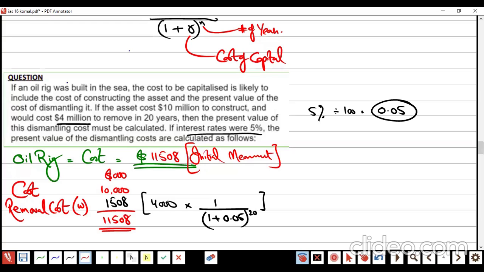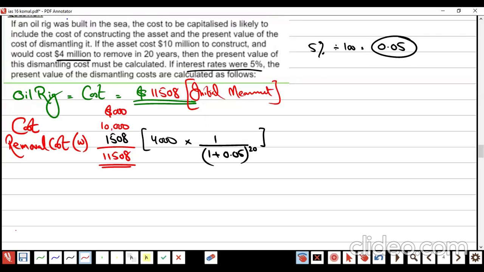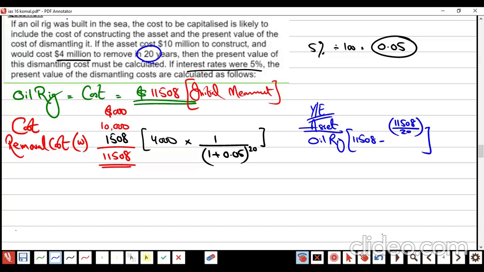Now, moving a bit forward. What will happen at year end? Year end is a subsequent measurement, no? What I will look at: this is my asset side. Under the asset, it will be oil rig, which is 11,508, and the life is around 20 years now. There is no method defined, so it is the straight line method, divided by 20.